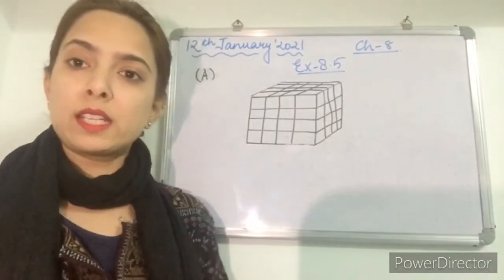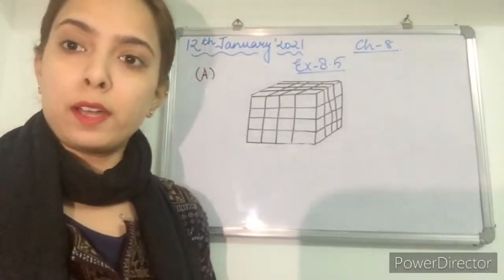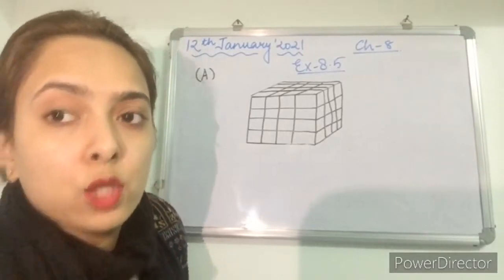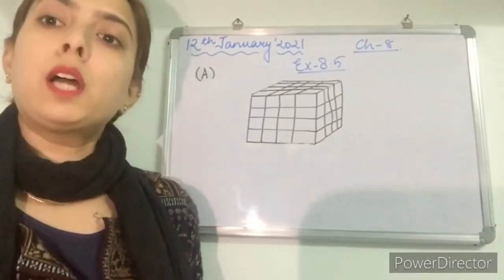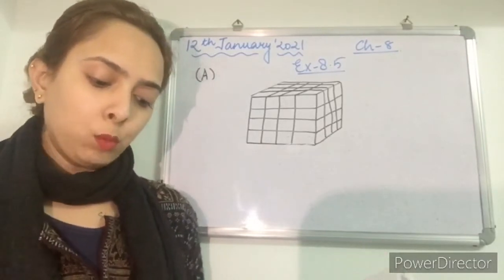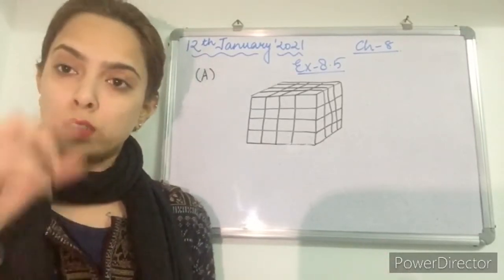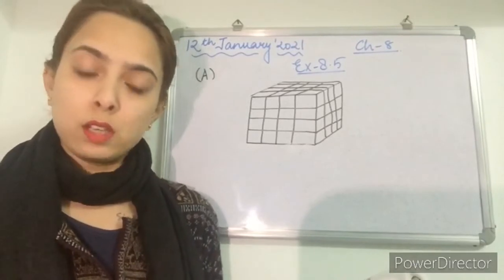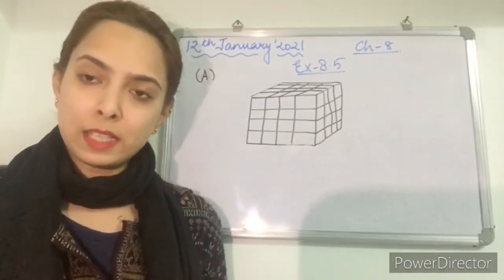So students, now let's start exercise 8.5. The first question I have already explained to you, how you are going to solve it. The first question says: find the volume. Each cube denotes 1 cubic centimeter.